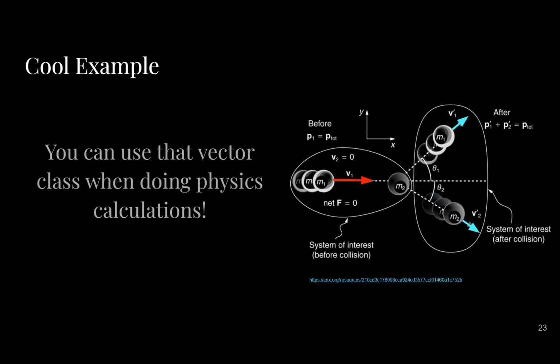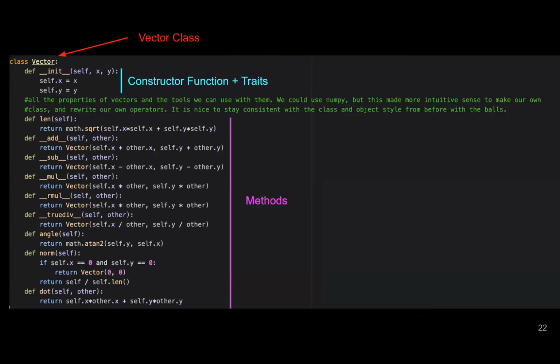Yes? In the methods, self and other, are those keywords, or how do we know what is self and other? I get that for the addition, it's just one vector plus the other one. Mm-hmm. But how are those words?